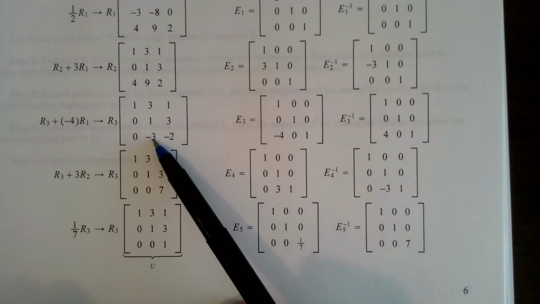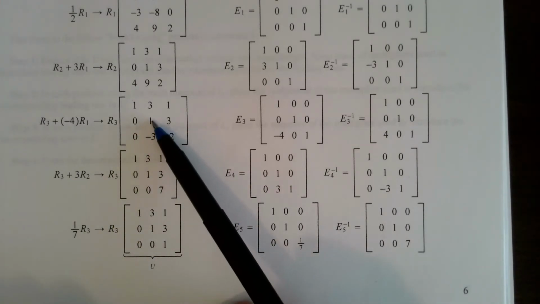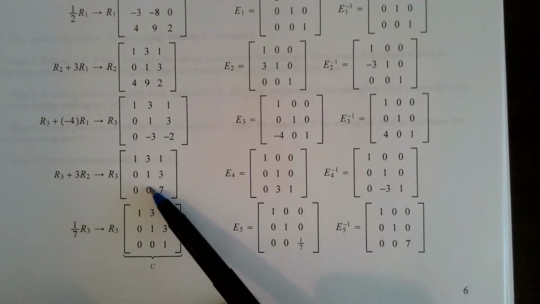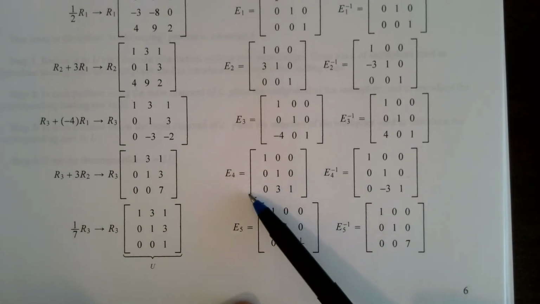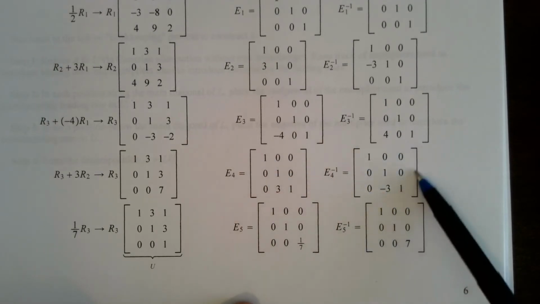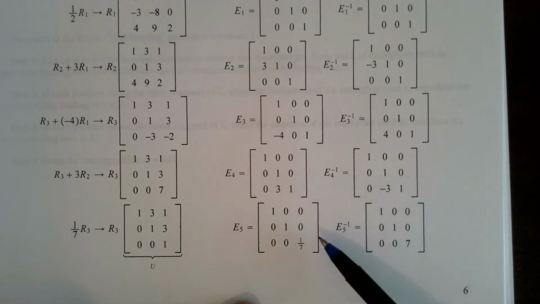I want to get a 0 beneath it. How do I do that? I take row 3 and take 3 times the pivot row, which is row 2, right? That's going to zero out that entry beneath that leading 1. Here's the elementary matrix that does that, doing 3 times row 2 added to row 3 of the identity matrix. And this is the inverse matrix for that elementary matrix.